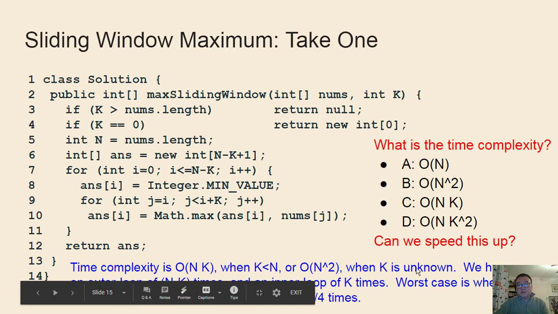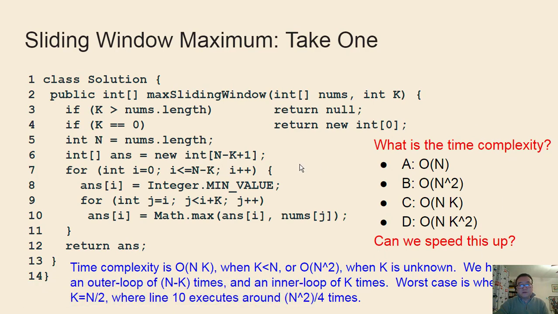We have notes here explaining this a little more in detail. The worst case happens when k is n over 2. So we have around n squared over 2. It doesn't matter that much, the worst case is just quadratic. So can we speed this up? I encourage you to pause and think about it.